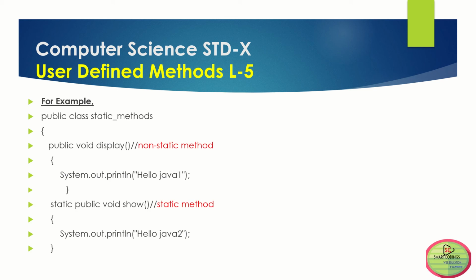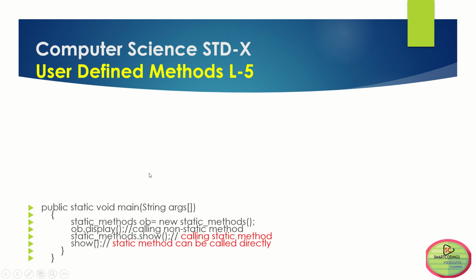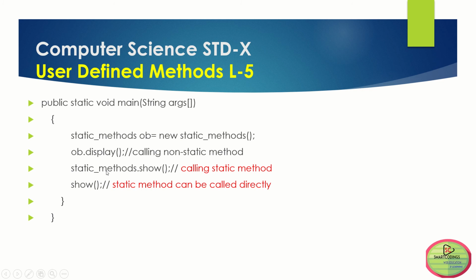So show was a static method here, as you can see. So show is a static method over here. So it can be called by a class name directly, or we can call it directly like this. We can use class name dot show, because these are static methods. So show is a static method.